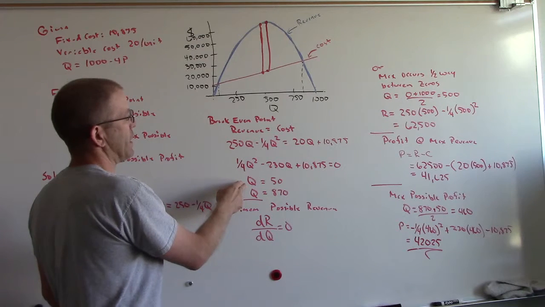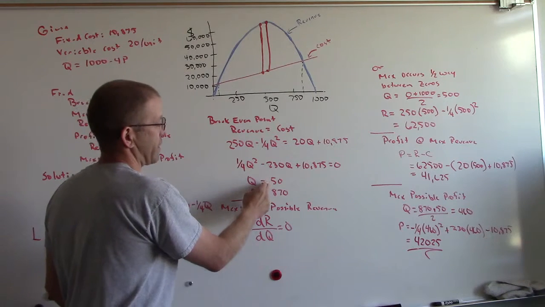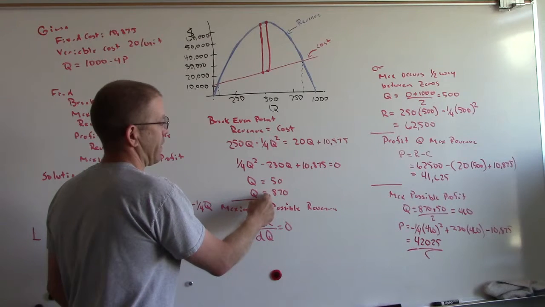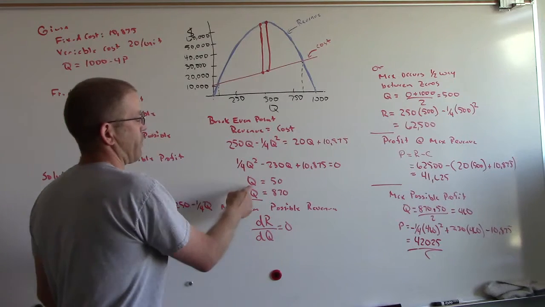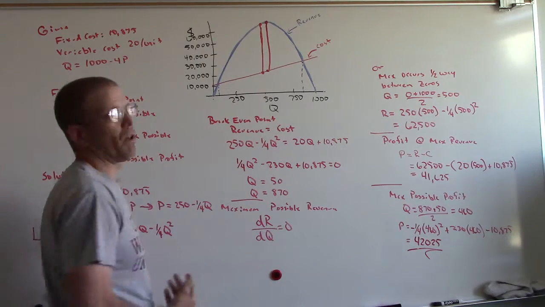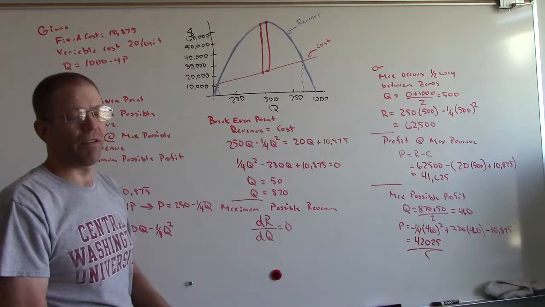That means that we're going to be breaking even when we're producing exactly 50 units and when we're producing exactly 870 units. If we're producing less than 50 or more than 870, we're losing money. We have to produce within that range in order to be profitable.